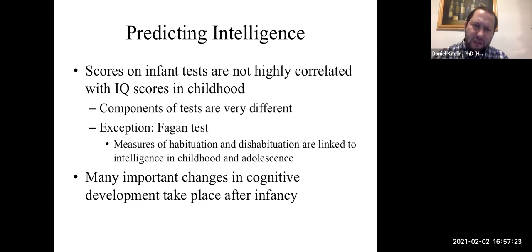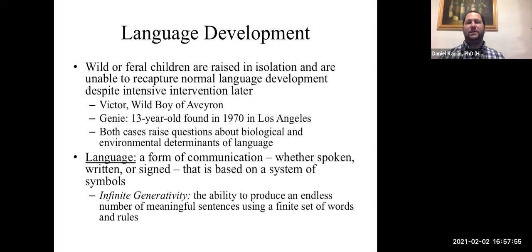Now, scores on infant tests are not highly correlated with IQ scores in childhood. Your IQ becomes more stable as you get older. But in infancy, it's possible that your IQ score doesn't match at a later point in time. One exception is the Fagan test because it measures things like habituation and dishabituation, which are linked to intelligence at later points in time. All right, now language development.